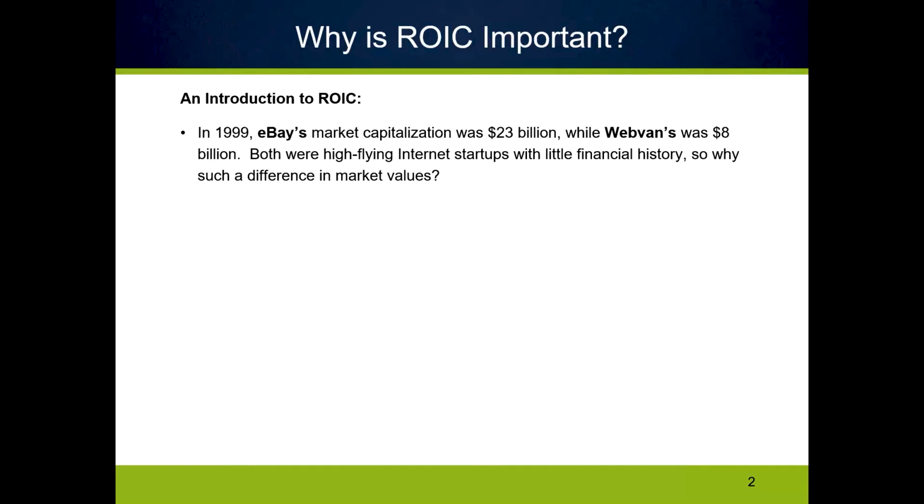We want to compare two companies here. The first one is eBay, which I'm sure everybody's heard of. The market capitalization, the value in the market of all of the shares of eBay, was $23 billion in 1999. And there's another company called Webvan. You probably never heard of Webvan because it doesn't exist anymore. But it was another high-flying internet startup. It had a market capitalization of about $8 billion. So that's a pretty sizable firm. Not as big as eBay, but both of them are pretty sizable.